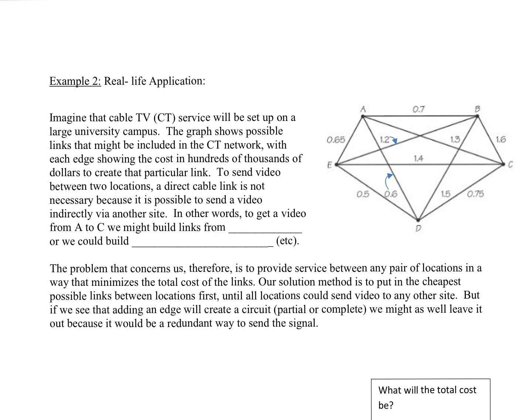And you guys need to know that to link the video from vertex A to vertex C, those vertices don't have to be directly connected. We could build links from vertex A through B to get to C. So I'd be going A through vertex B to deliver services to vertex C.